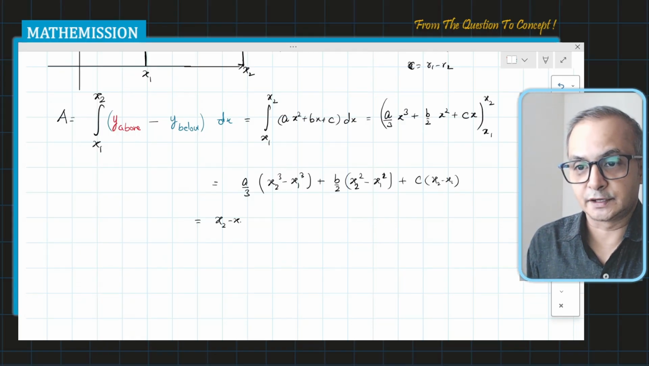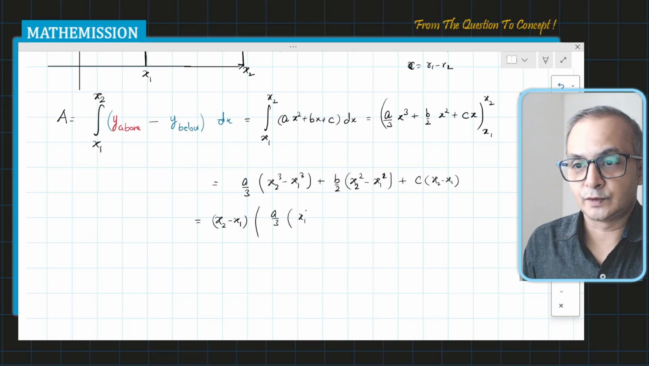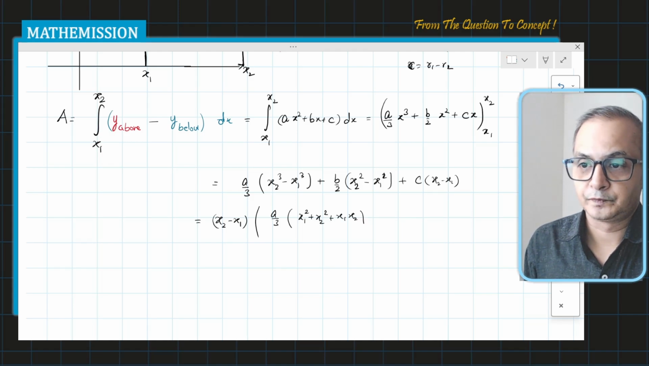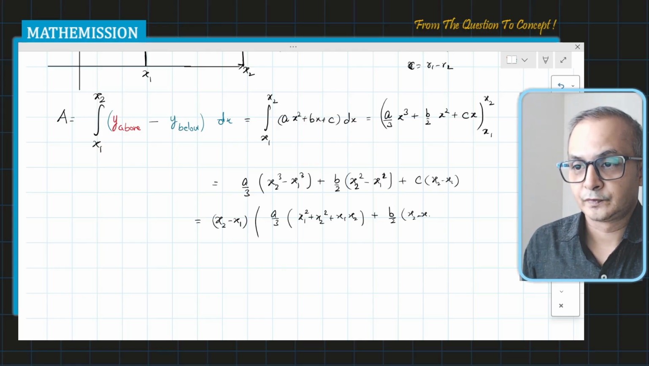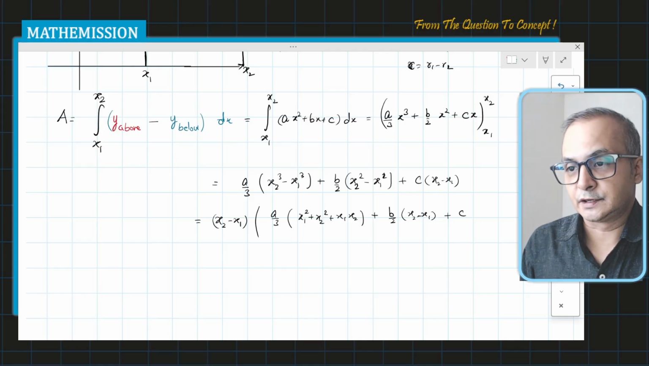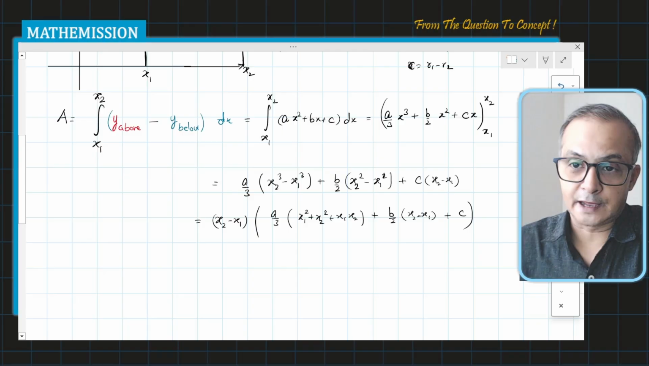So x2 minus x1 is the common factor I've taken here, and that is going to be a over 3 times, and here I have x1 squared plus x2 squared plus x1 x2. Similarly, the second term, what we have is x2 minus x1 left out, and the third term has only the constant c. Now the main calculation and main concept starts from here.